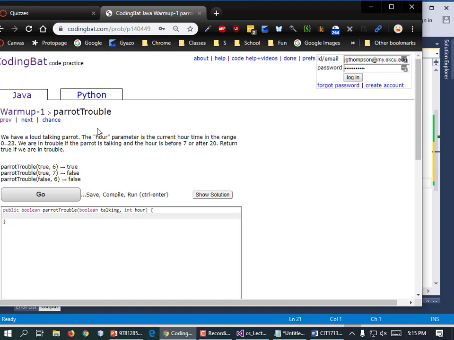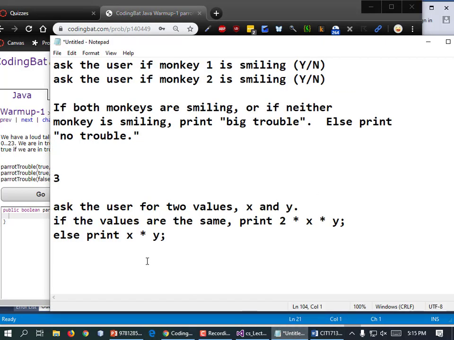All right, we have a loud parrot. The hour parameter is the current time hour in the range 0 to 23. We are in trouble if the parrot is talking in the hours before 7 or after 20. Return true if we are in trouble. Okay. So problem 4.